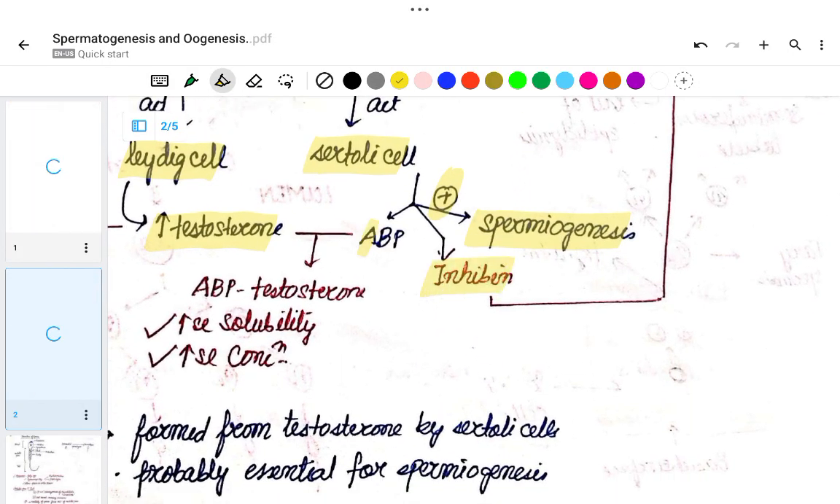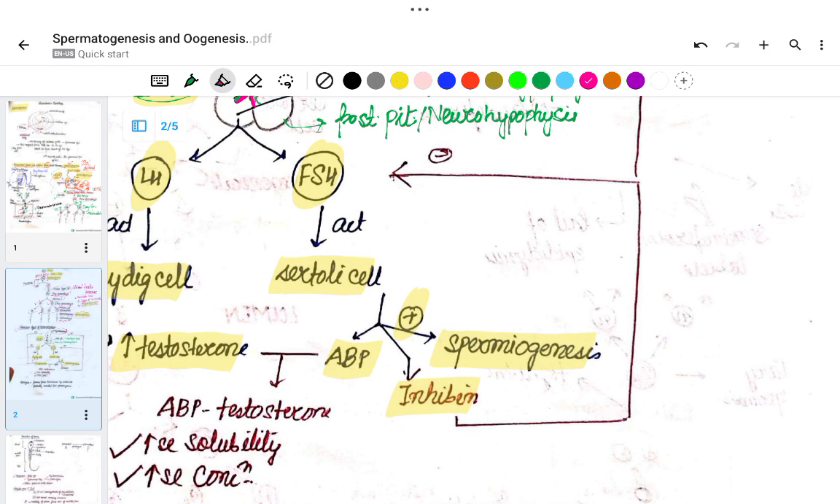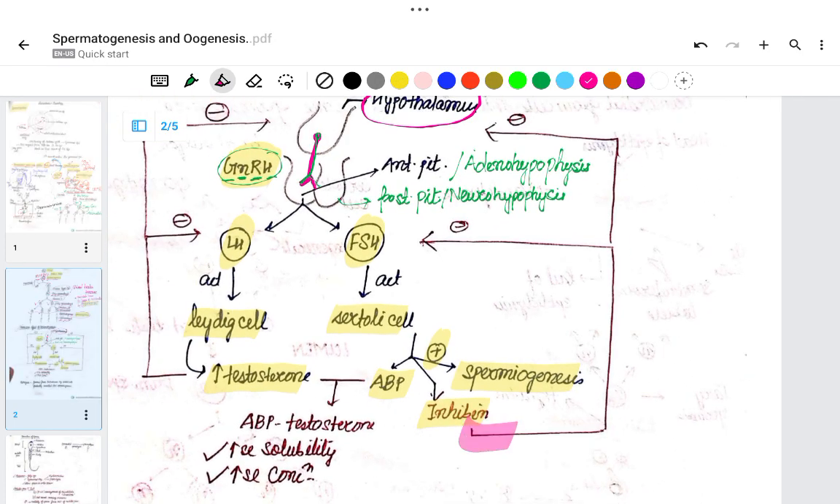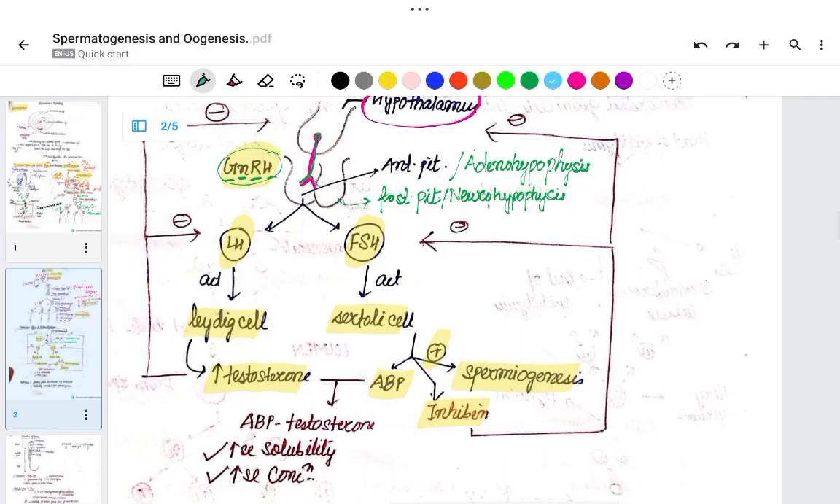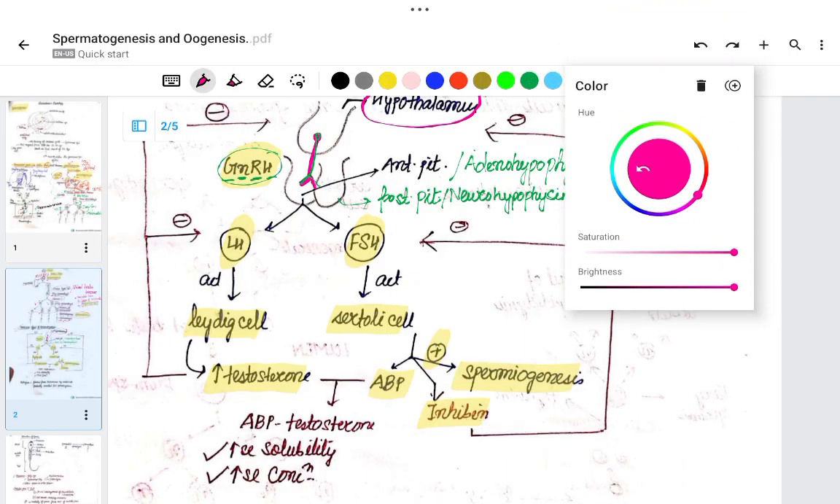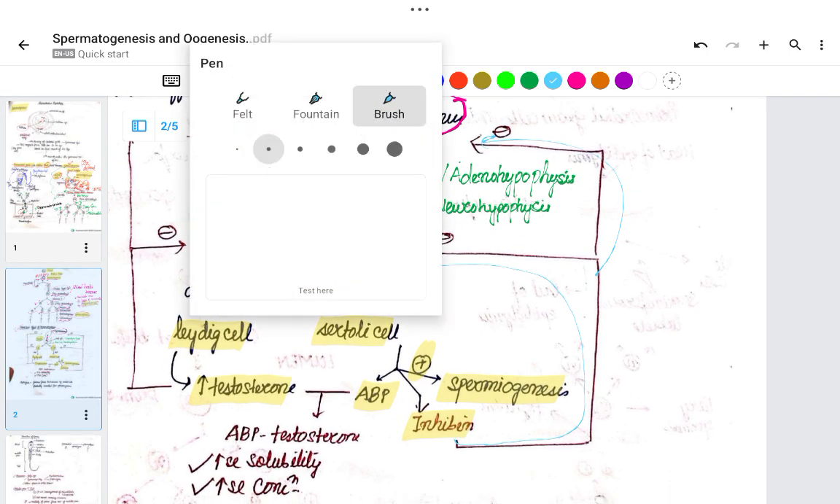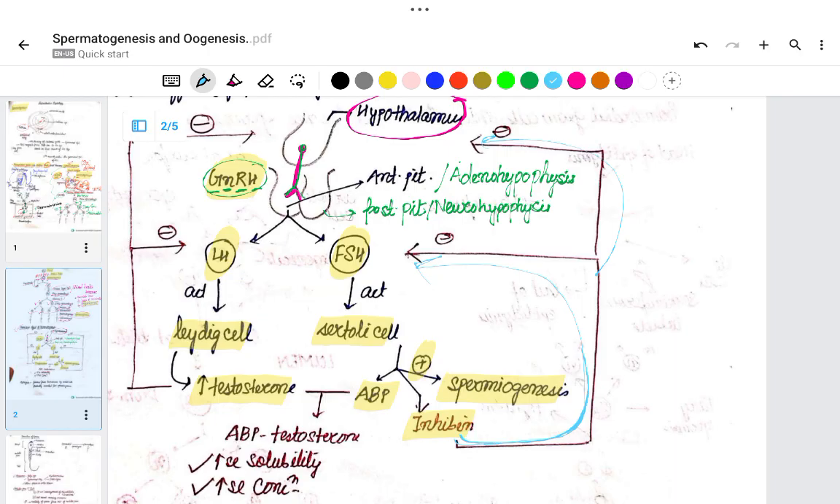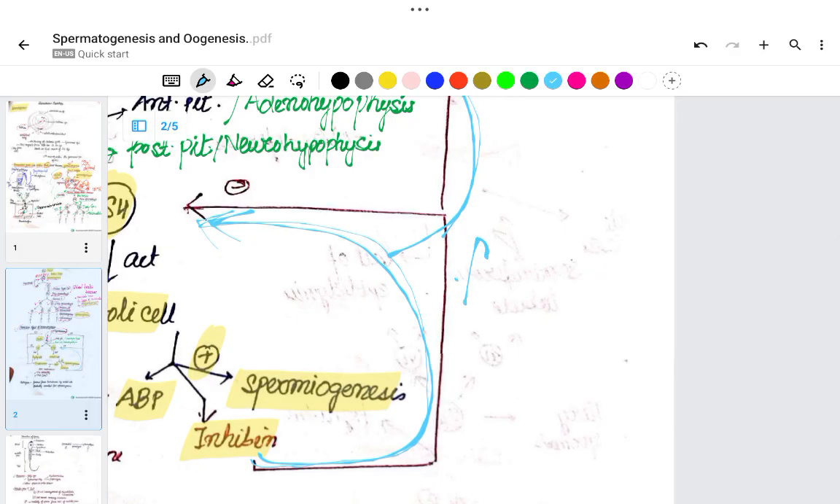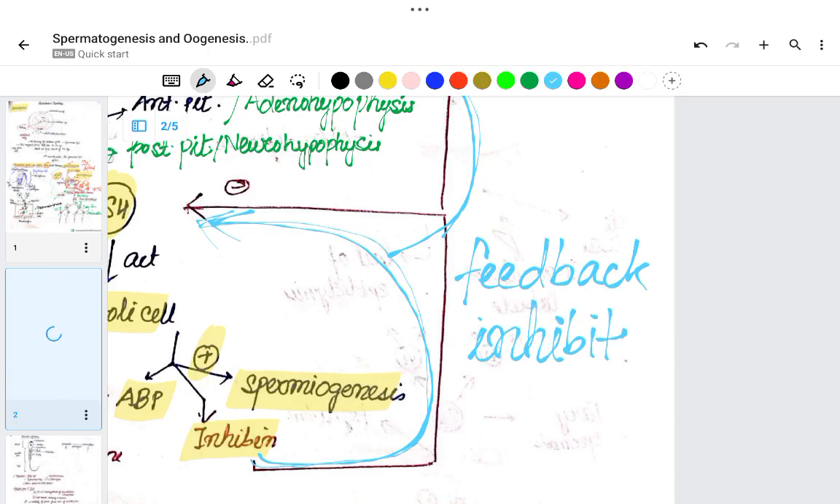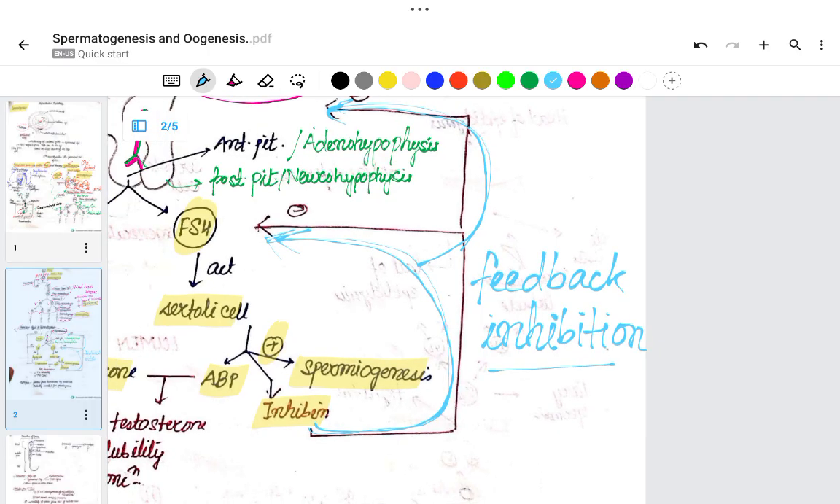Then it releases inhibin and ABP. Now what does inhibin do? Inhibin sends negative signals to FSH as well as the hypothalamus. That is feedback control, feedback inhibition. It is a negative control, right? Feedback inhibition by inhibin.